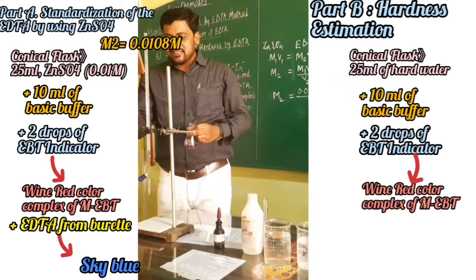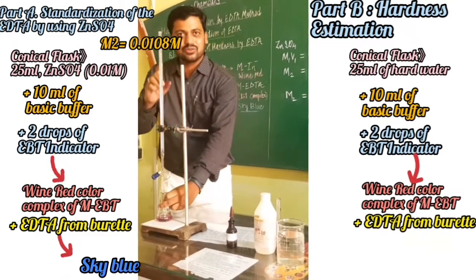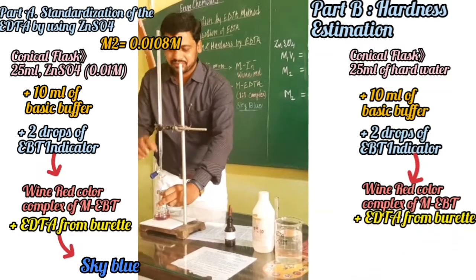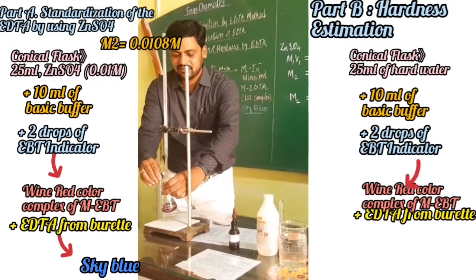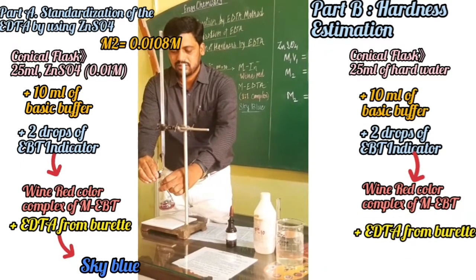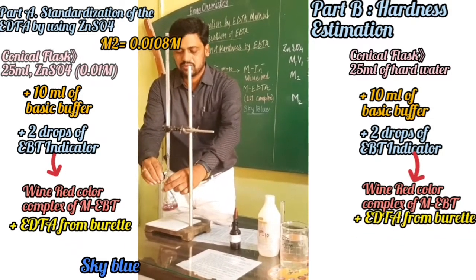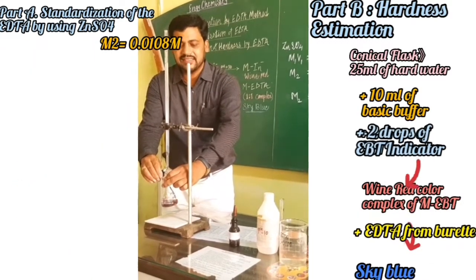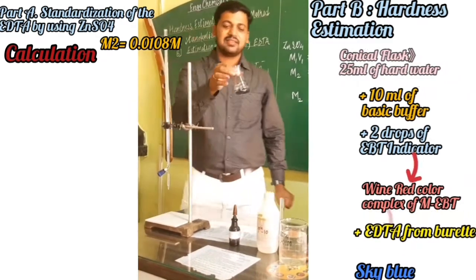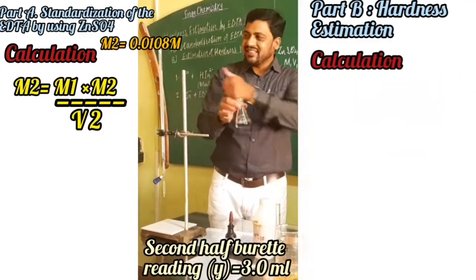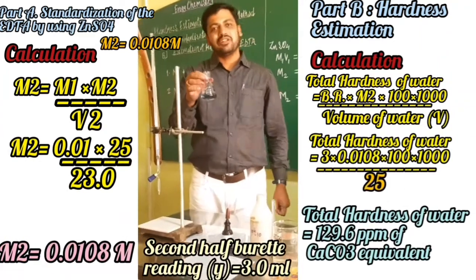So what is the next procedure? In the burette, I have already filled the EDTA solution whose concentration we already found out in the first half. Now again I have to add here EDTA. After adding the EDTA, see, we again get the sky blue. And this reading we have to use for finding the hardness of this 25 ml of water sample.